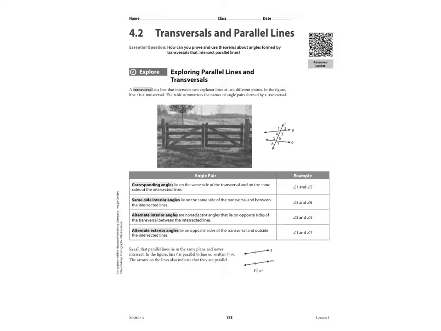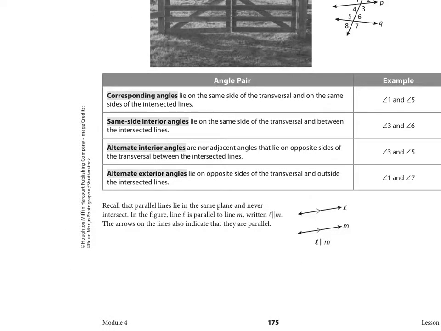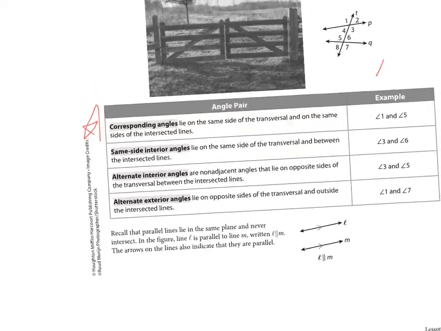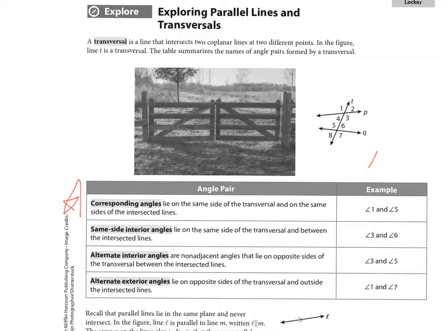So if you look at 4.2, it is on page 175, and it says transversals and parallel lines. So I want you to look at these definitions. Corresponding angles lie on the same side of the transversal and on the same side of intersecting lines.